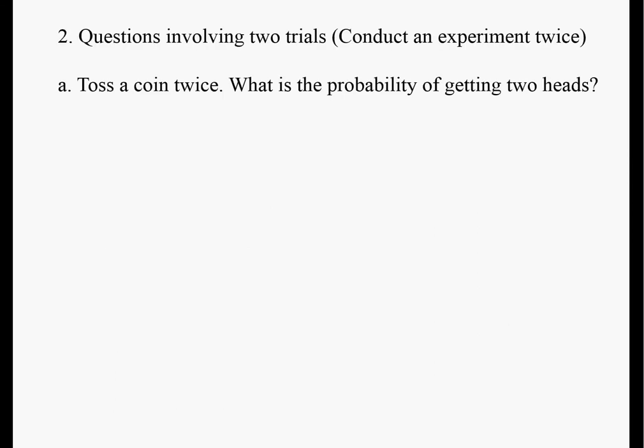Question 2. Here are questions that involve 2 trials. We conduct an experiment twice. A. Toss a coin twice. So this is what we mean by conduct an experiment twice. One experiment is toss a coin. Now you do it 2 times. That means that you conduct an experiment twice, and that is what we call 2 trials.